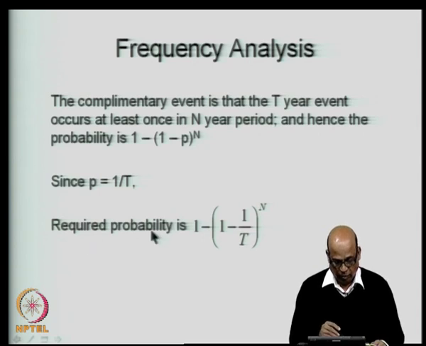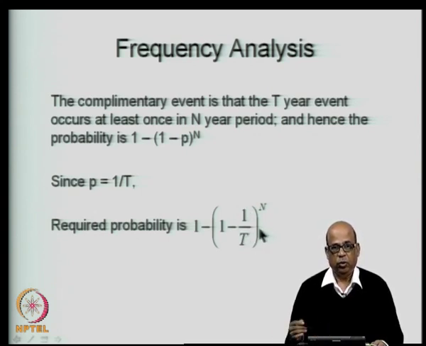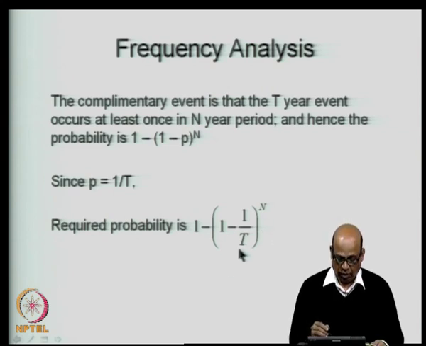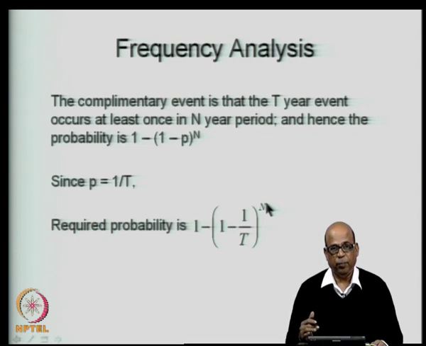So, the required probability is 1 minus p to the power n, which is 1 minus 1 by t to the power n. So, this is the probability that a t year return period event occurs at least once in n years. And this is an important result, because we would be using these kinds of results when we want to assess what is the risk that we are taking in building hydrologic structures, hydrologic designs.